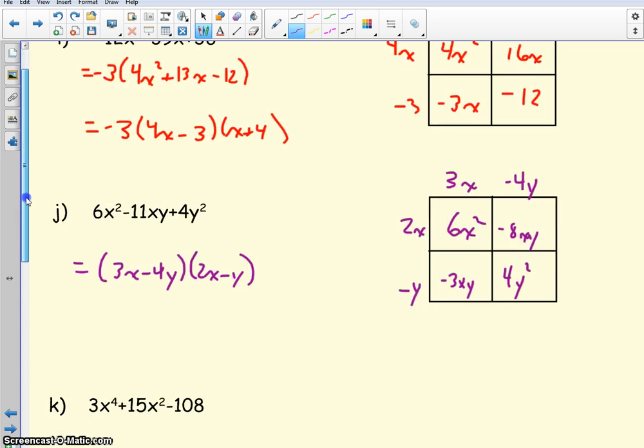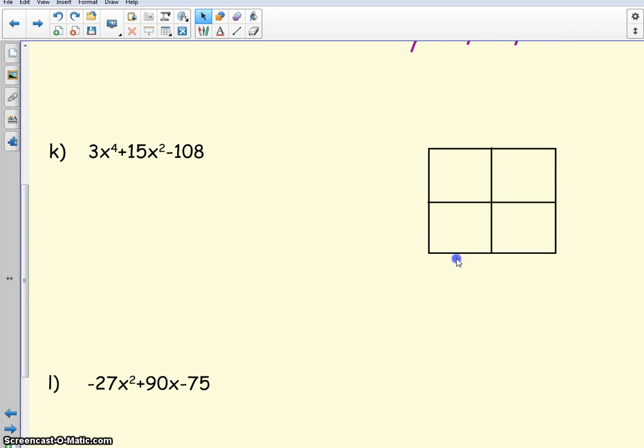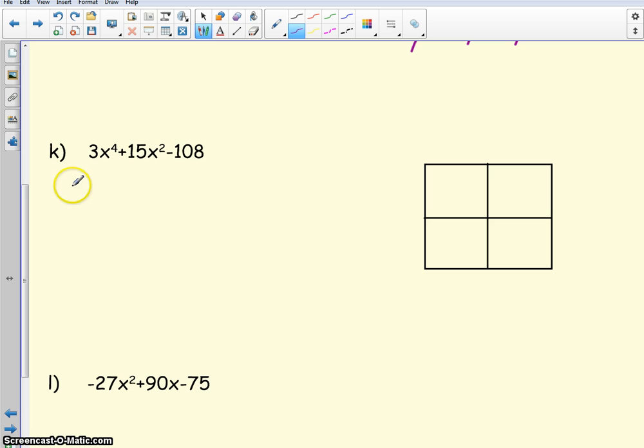Okay, a couple more, almost done. So when you tried k, first thing you should have done is, again, taken out a common factor. So all these are divisible by 3. So before you do anything else, do that.